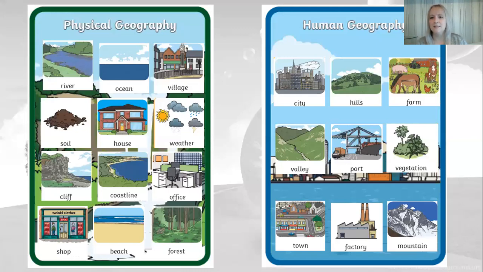Okay, here is a job for you. I need your help. I made a physical geography poster and I made a human geography poster. Now, when I showed Miss Close and Miss Sadler, they said that I got a few things wrong and I need your help because I don't know what I've done wrong. Do you think you can help me? Maybe you could pause the screen now and see if you could spot any that I've put in the wrong place. Okay, pause your screen because on the next screen I've got the answers which Miss Close and Miss Sadler kindly gave me.